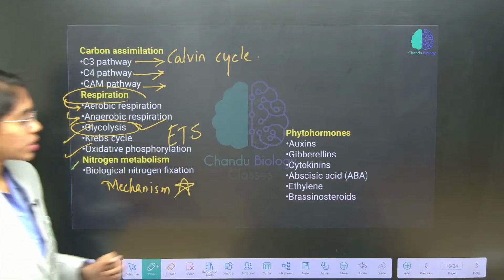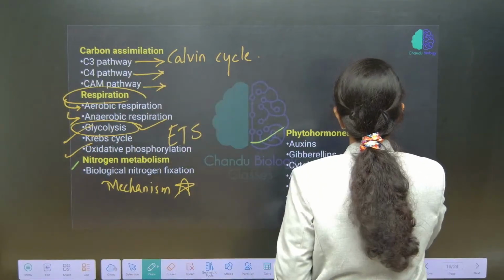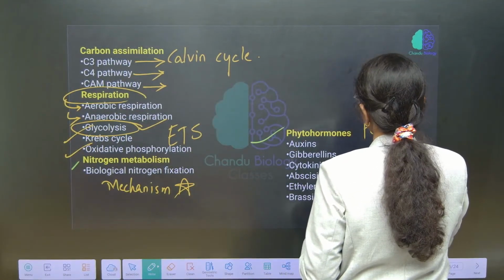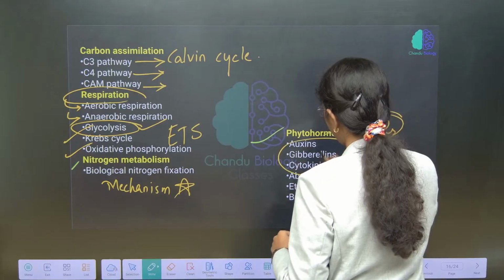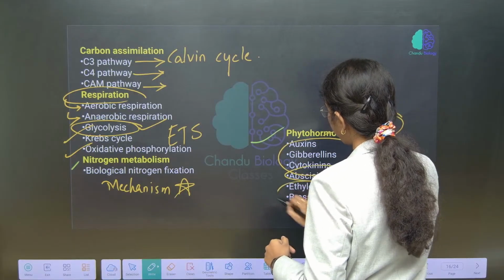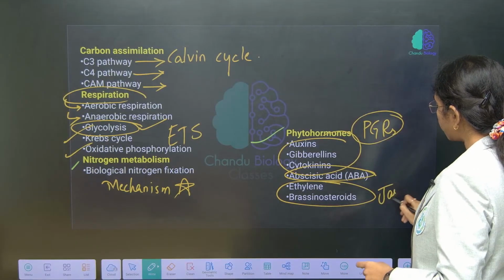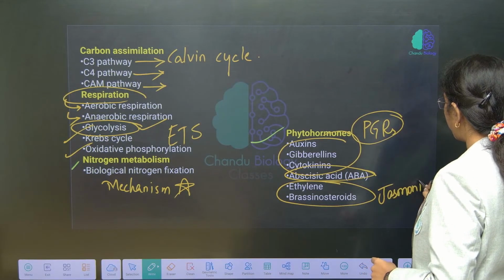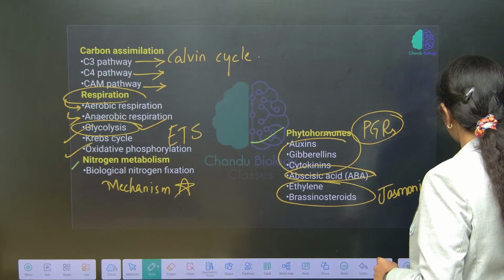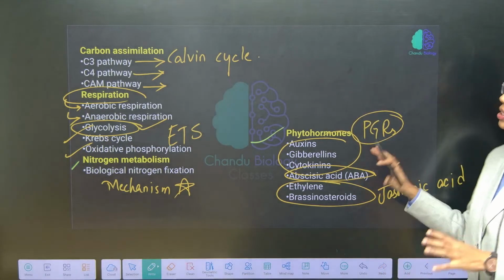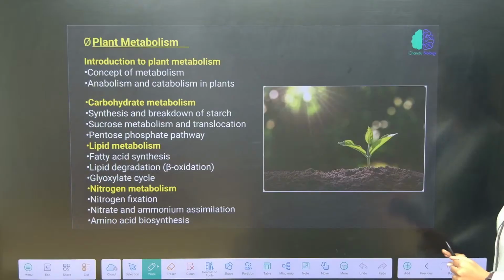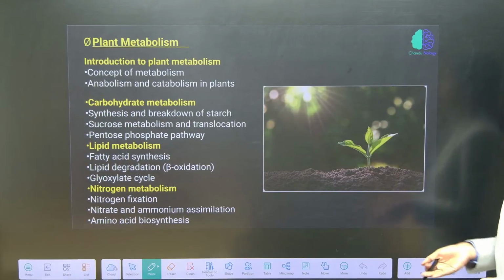Fine, right? Next is plant growth regulators, PGRs. Plant growth promoters, plant growth inhibitors, followed by ethylene and brassinosteroid. Here you can also add on jasmonic acid. Clear? These are the details of what? Plant physiology. Followed by plant metabolism.